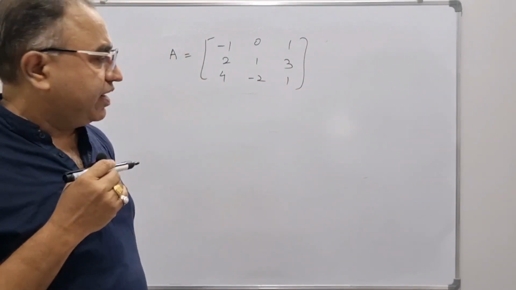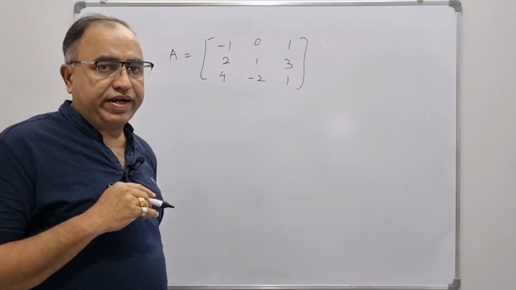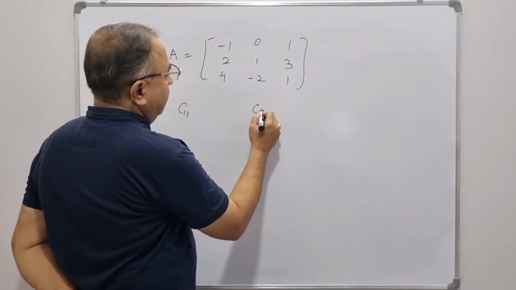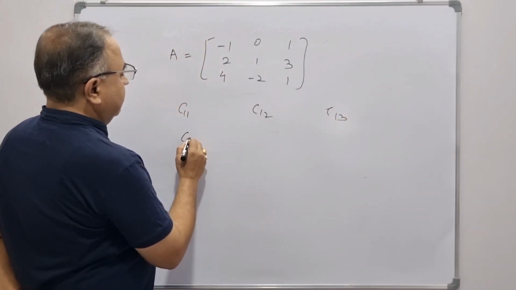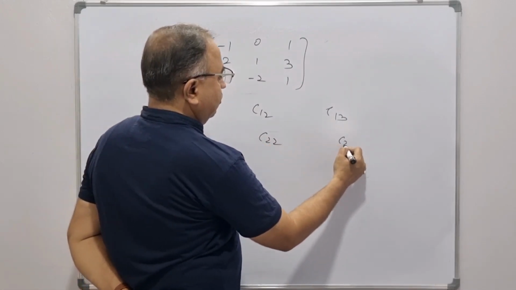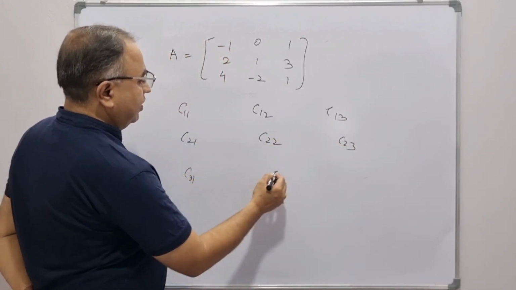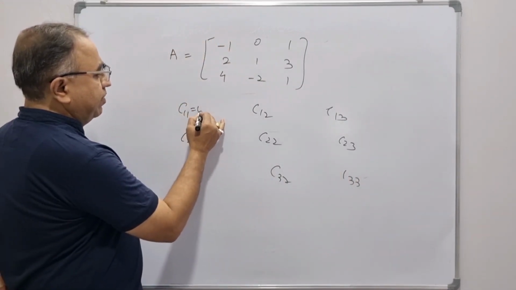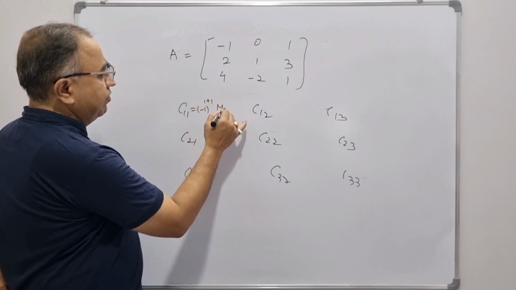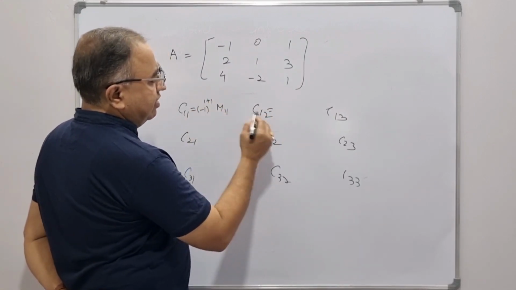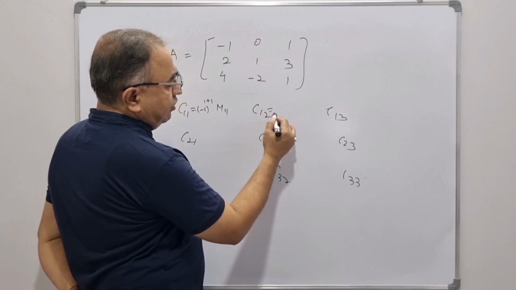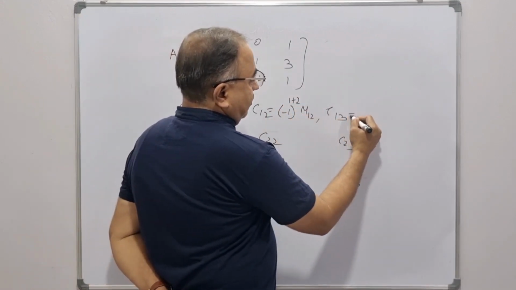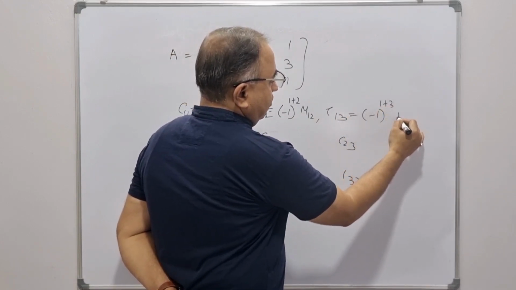We know that for each entry there is a corresponding minor and cofactor. To find the cofactor corresponding to each entry, like C11, C12, C13, C21, C22, C23, C31, C32, C33, what is the formula? C11 is minus 1 raised to the power 1 plus 1 into M11, the corresponding minor. The cofactor for the 1, 2 entry is minus 1 raised to the power 1 plus 2 into M12, then minus 1 raised to the power 1 plus 3 into M13.